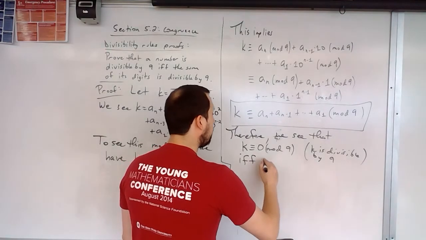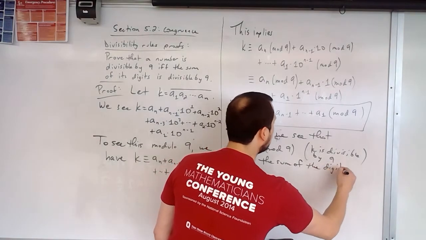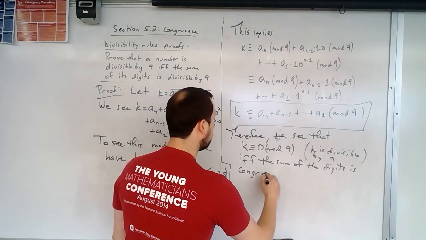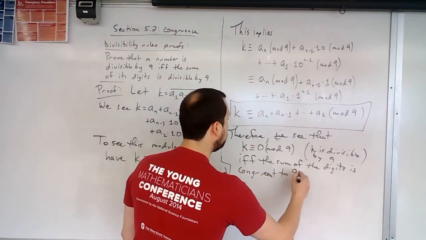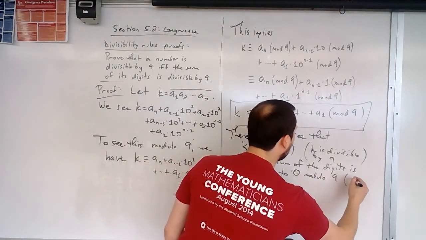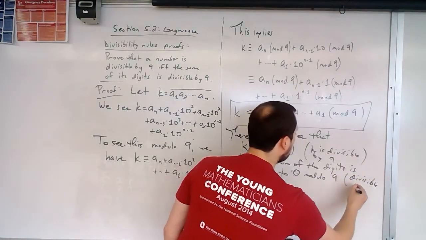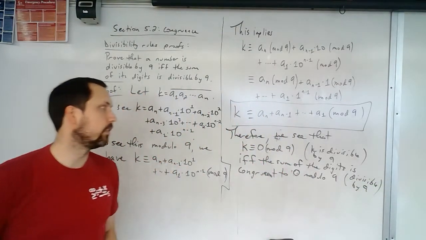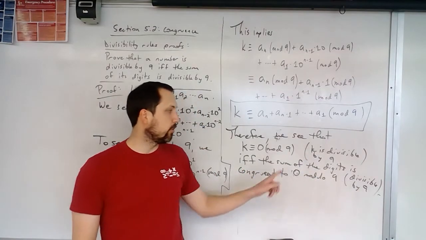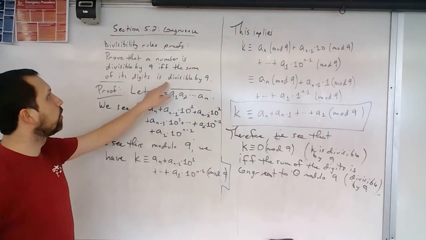if and only if the sum of the digits is congruent to 0 modulo 9. Or in other words, we're saying this is divisible by 9. So this is exactly what we wanted to show. K is divisible by 9 if and only if the sum of the digits is divisible by 9. And so this is how the rule works for divisibility.